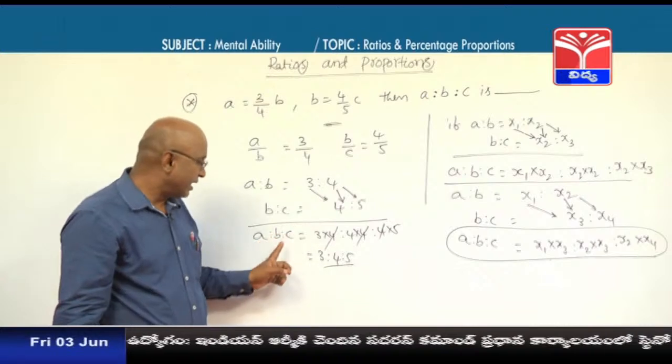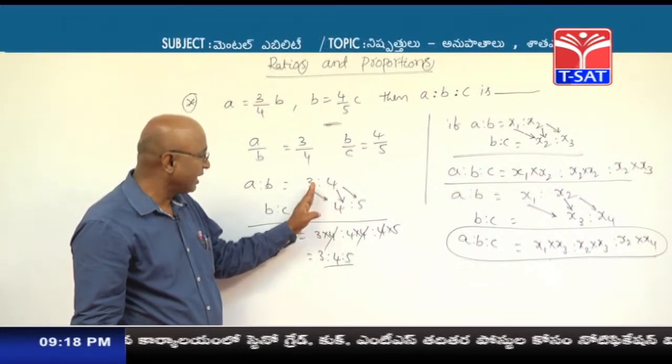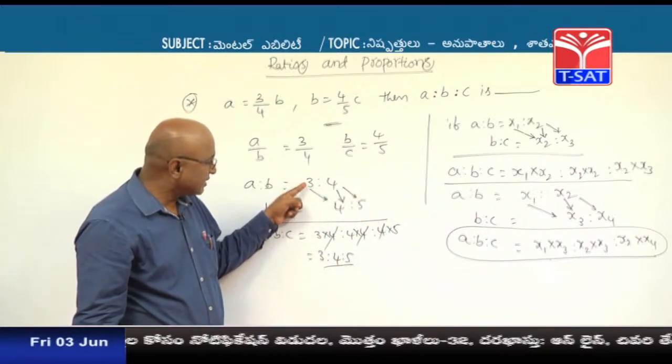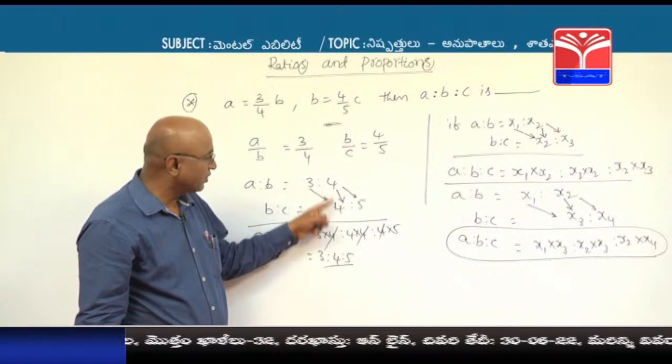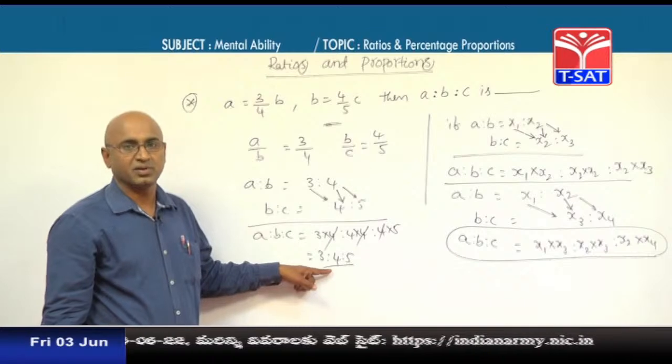So, to find A is to B is to C, write the middle term under the middle term, write the first term like this, and the last term like this. Now you multiply this 3 with 4, 3 with 4, 4 with 4, and 4 with 5 to find the ratio.